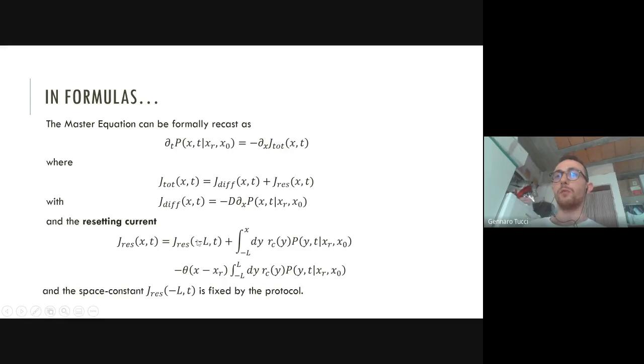Of course, you can change minus L with another point on the ring, but then you just have to modify the extremes of integration in this formula. So, recapitulating, for any protocol you can define a resetting current, which is different, and vice versa, for any fixed constant in this resetting current, you can associate a protocol.